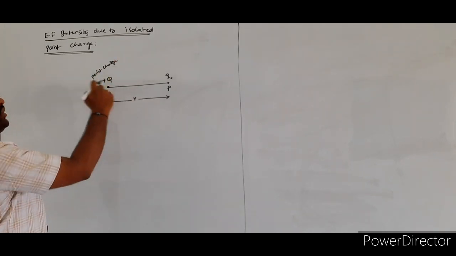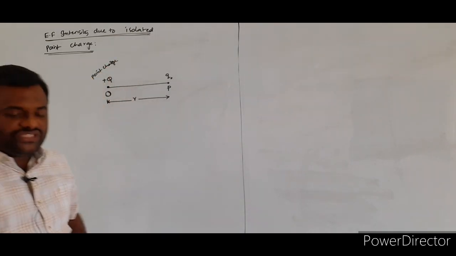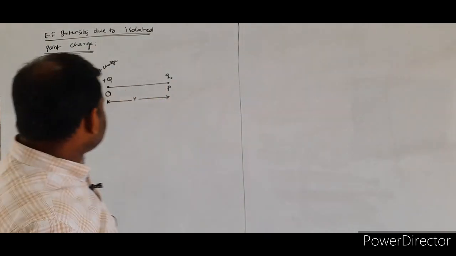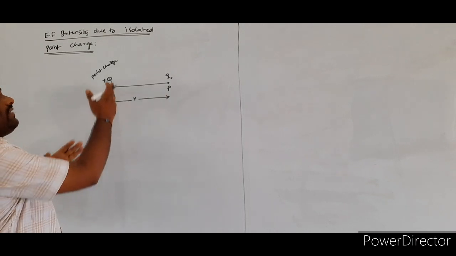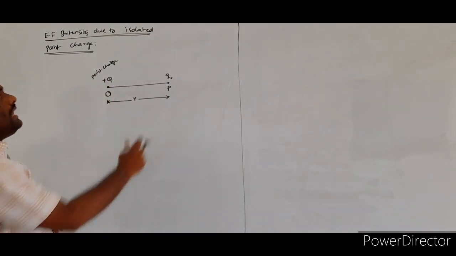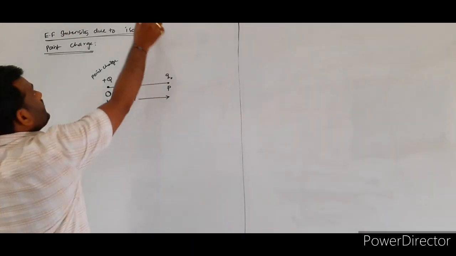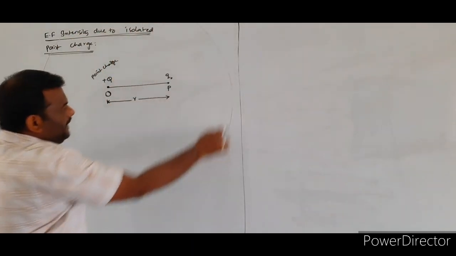So here in the given diagram, at the point O, I consider a point charge, capital Q, placed. At the point O, which type of charge is placed? Capital Q charge is placed. And at the point O, whenever you place the charge Q, around the charge, an electric field will be developed.